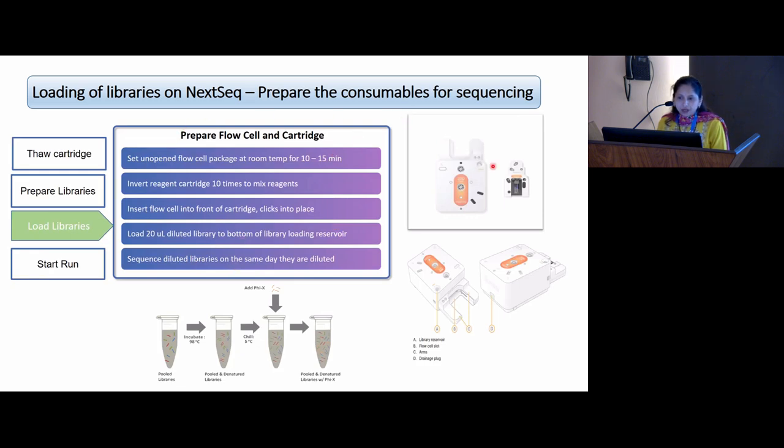So we need to prepare the consumables also for sequencing. We need to keep the flow cell at room temperature for at least 15 minutes. We need to thoroughly mix the cartridge by inverting it 10 times. Then we need to insert the flow cell into the cartridge and load 20 microliters of the library in the library loading reservoir, and we can sequence them.